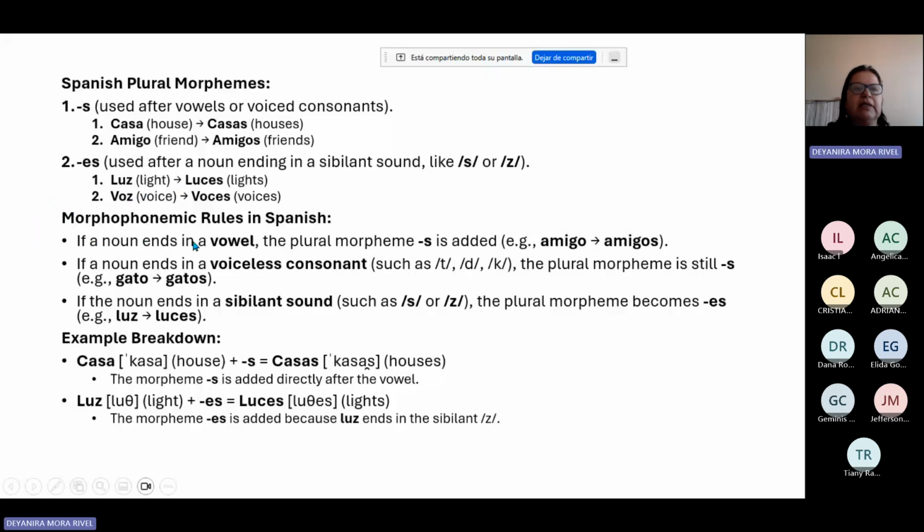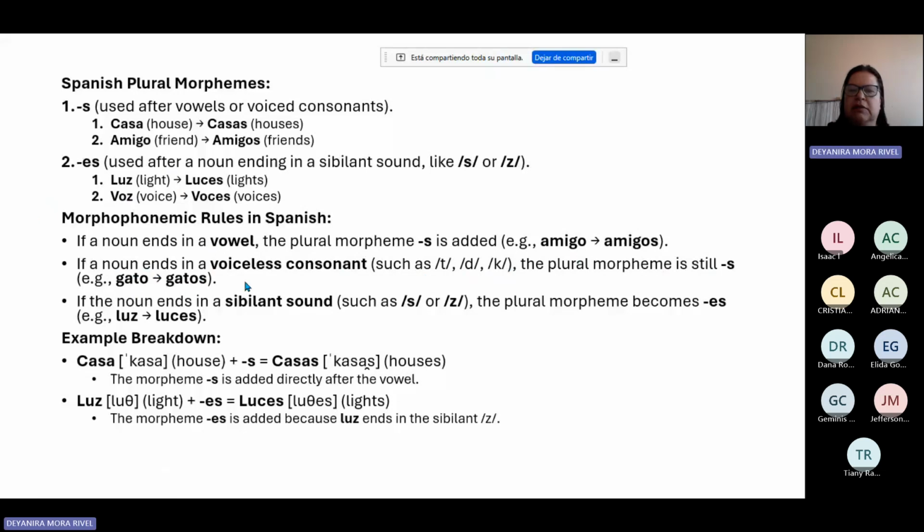So if a noun ends in a vowel, the plural morpheme is S, okay? Amigo, amigos. If the noun ends in a voiceless consonant, such as T, D, and K, the plural morpheme is still S. Like in, well, here they made a mistake because it ends in a vowel: gato and gatos.